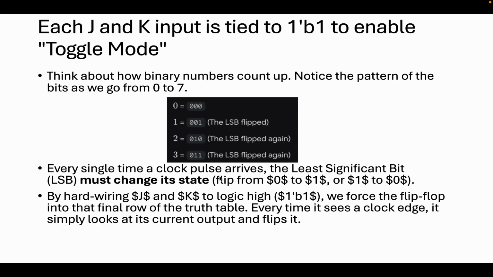Every single time a clock pulse arrives, the least significant bit, LSB, must change state. That means it will go from 0 to 1 and 1 to 0. By hardwiring J and K to logic 1, we force the flip-flop into that final row of the truth table. Every time it sees a clock edge, it simply looks at its current output and flips it. Here we have 000. The last bit is flipped, we get 1. Here again this will increment, but again the last bit will get flipped. Same thing happens till you reach 111, that is 7.